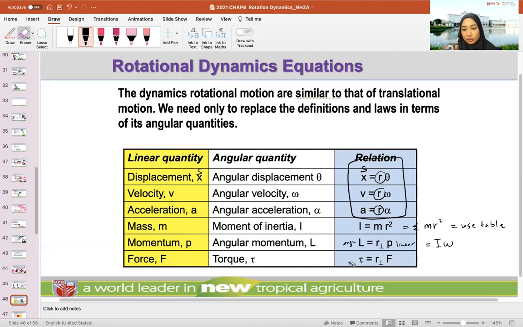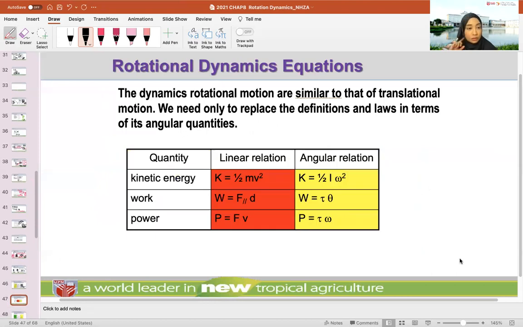So this is angular, this is linear, and we also have another equation for torque, which is I alpha. Okay, next one. And then we also have energy in rotational dynamics. Kinetic energy in linear is 1/2 mv squared. M is I, v is omega. So this is your angular relation. Then you have work.